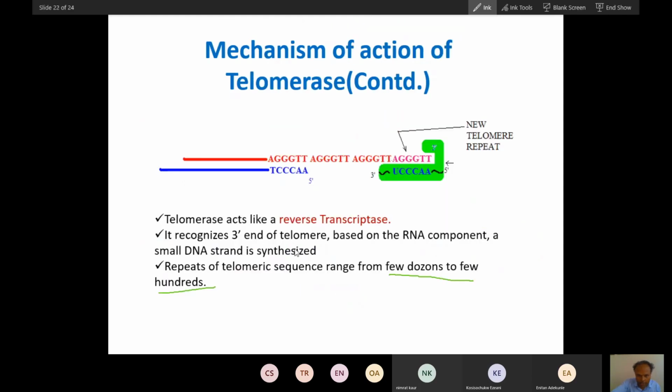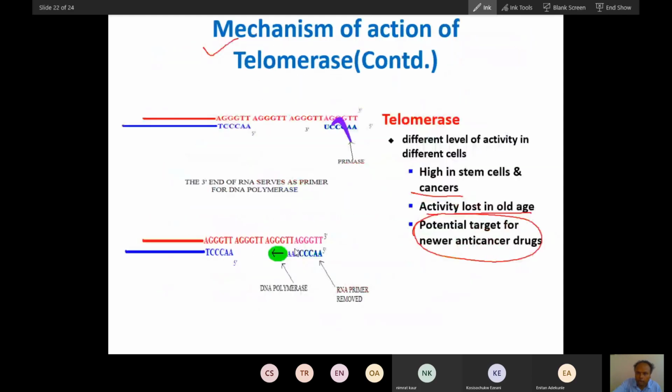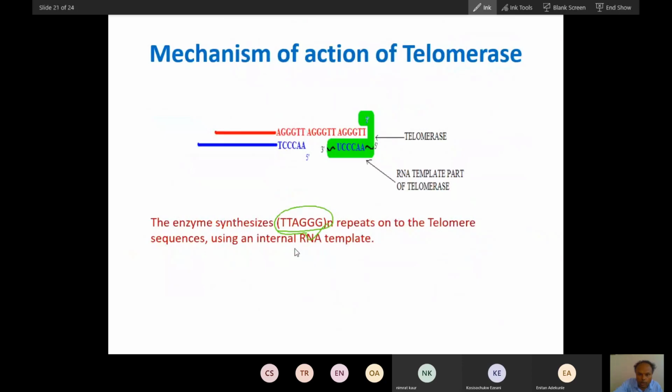So understand these telomeres and telomerase. This is very important. I will ask a question from this. What is telomerase? Tell me, what is telomerase? Telomerase is a DNA dependent RNA polymerase. It is a DNA polymerase type of enzyme. So I'll give such options. So what is telomerase?